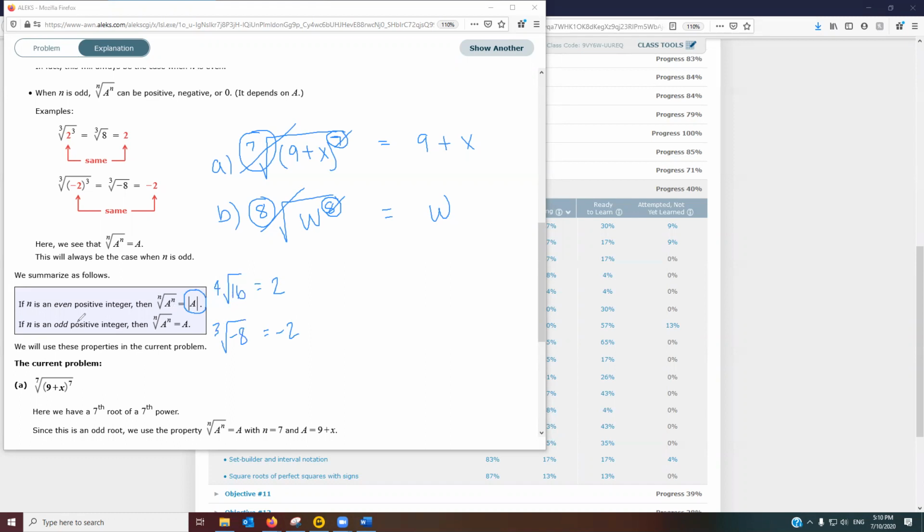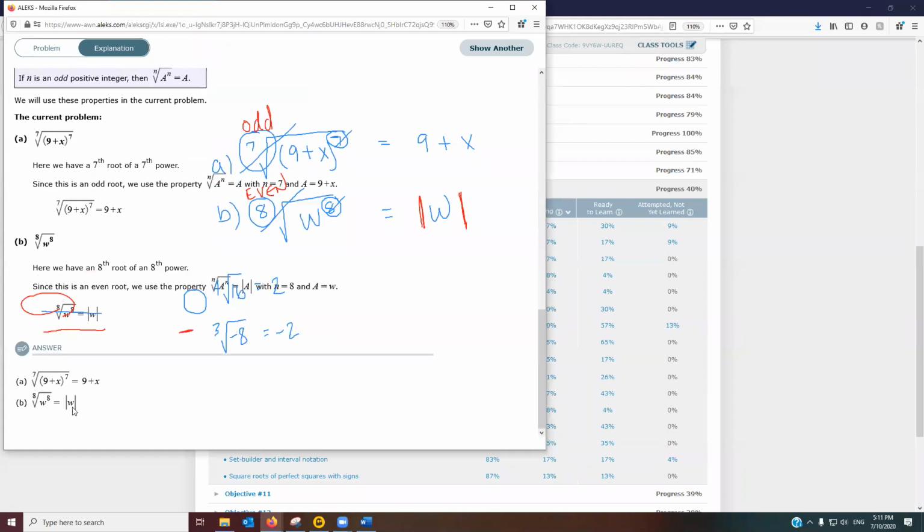So this is the key. Let me come here. It says if n is even, you need the absolute value sign on it. So in part B, we had an 8 here. Well, this 8 was even. So it says when n is even, you need an absolute value bar on the answer. Let me come over here. It says if n is odd, you don't need absolute values. So in part A, we had a 7, which is odd. So I don't need absolute value bars. So 9 plus x is the answer for this one.